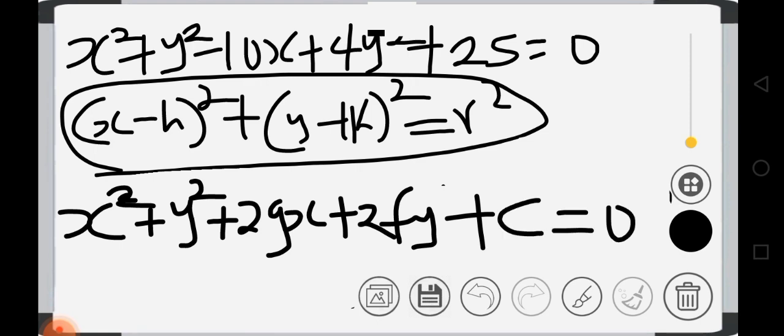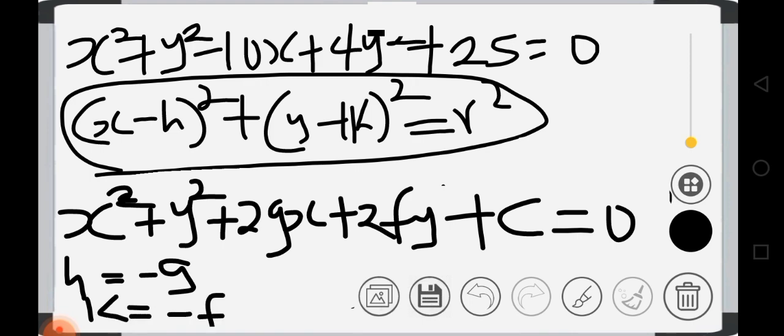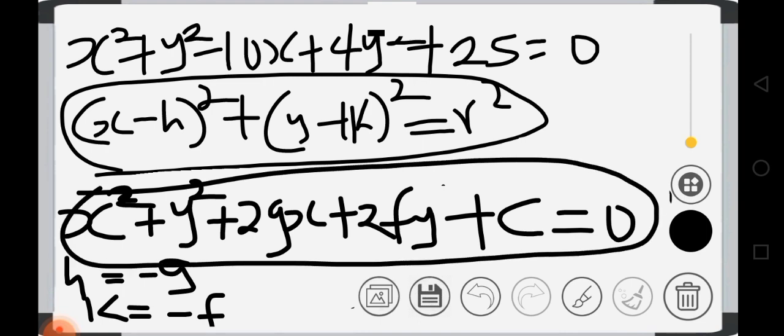We'll have something like this, in the sense that our h is equal to minus g, and our k will be equal to what? Minus f. So if you compare this to this now, you discover that c is 25. Check, c is 25.